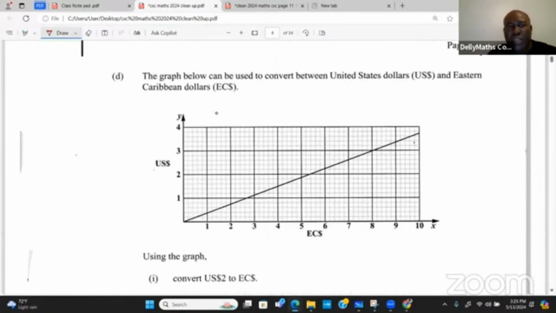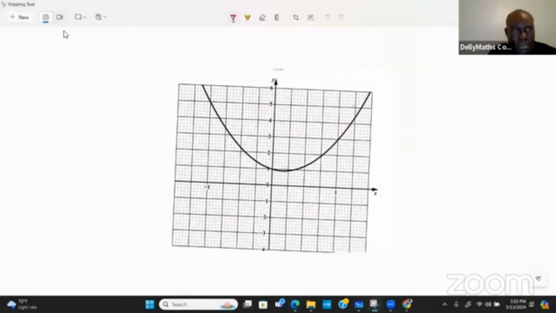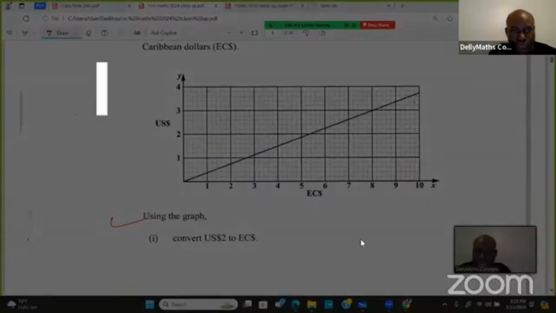This question says, the graph below can be used to convert between United States dollars, which is US, and Eastern Caribbean. So you're seeing Eastern Caribbean on the x-axis and US on the y-axis. It says using the graph. The very important thing here, using the graph, what we want to do is to convert US to EC. So what you want to do is to take this. Let me take this graph to my other screen very quickly.